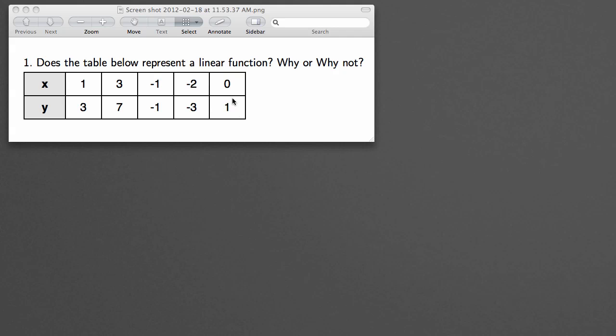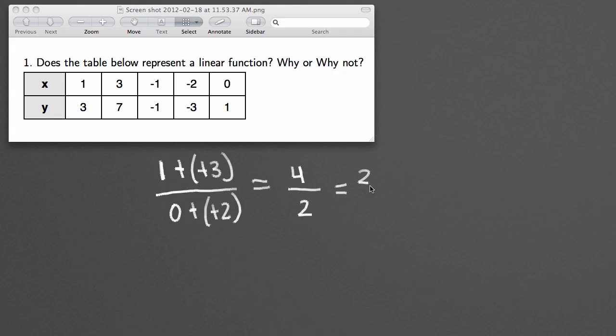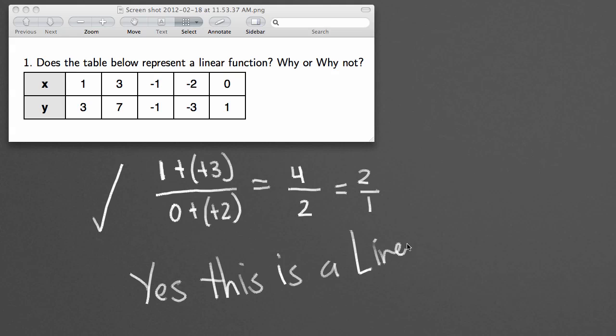For the last one, we use this as the y2 and this as the y1, this as the x2 and this as the x1. So 1 minus -3 over 0 minus -2. Again, we've got the bump rule, with no power up here, so we can say plus, plus, plus, plus. We get 4 over 2, which reduces to 2 over 1. So the rate of change between any 2 points is still 2 over 1. And that's what guarantees me: yes, this is a linear function.